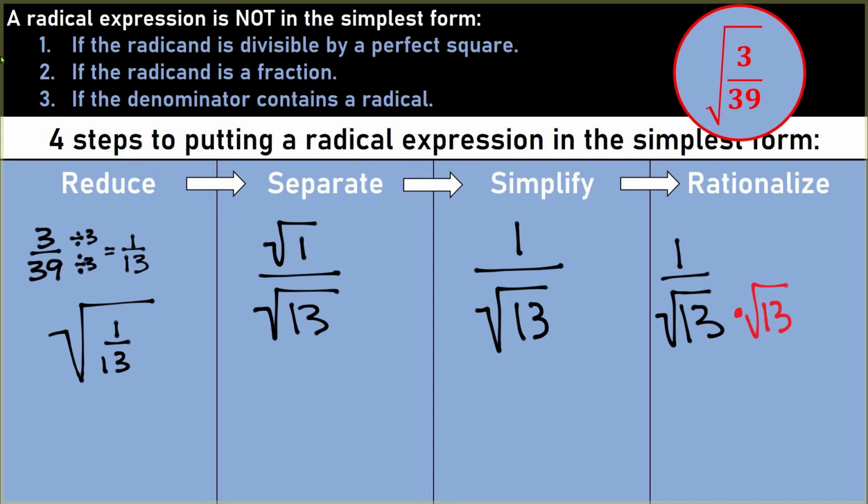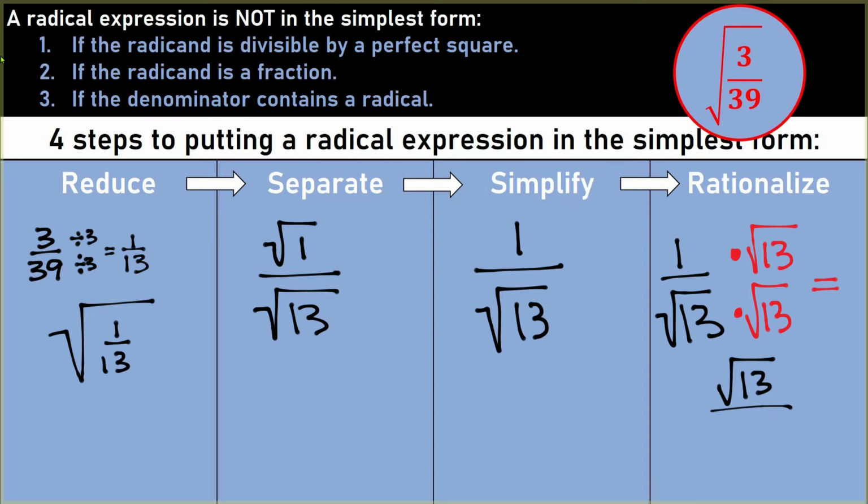But as you learned about fractions long ago, if you are going to multiply the bottom of the fraction by a number, you need to multiply the top of the fraction by that same number. So when you rationalize, we're going to multiply the top and the bottom, the numerator and the denominator, by the square root of 13. In the numerator, 1 times the square root of 13 is the square root of 13.